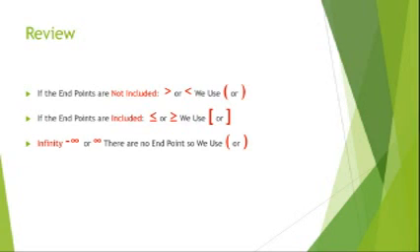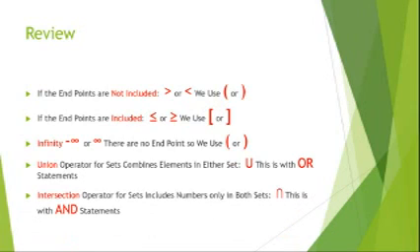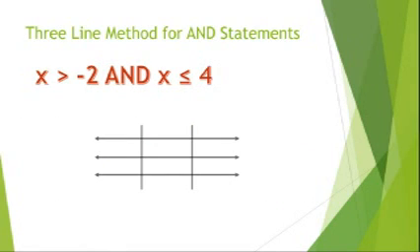The union operator combines elements in either set, and this is used with OR statements, where the intersection operator combines numbers that are only in both, and this is going to be used with the AND statements. So let's jump in and look at some examples.